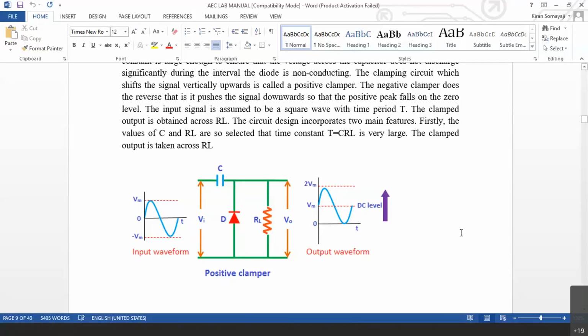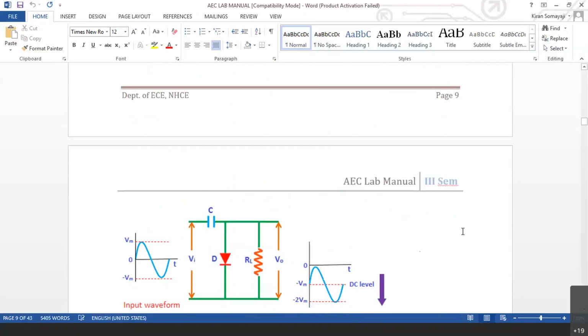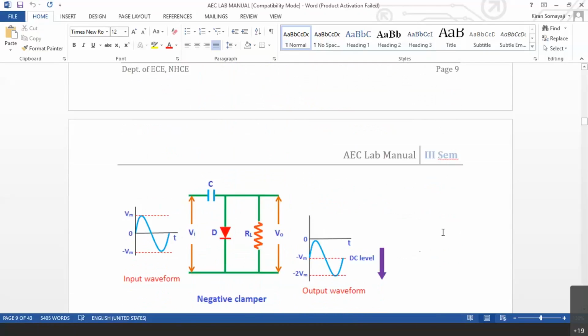Let me go to the next circuit now, that is a negative clamper, which is just the reverse of the positive clamper. That's all. It is easy for you to understand now. In this case, again, in the positive cycle, the diode is on. In the negative cycle, the diode is off. So what happens here is simply the reverse. Simply the reverse in the sense, let me annotate. In the positive cycle, the diode is on.